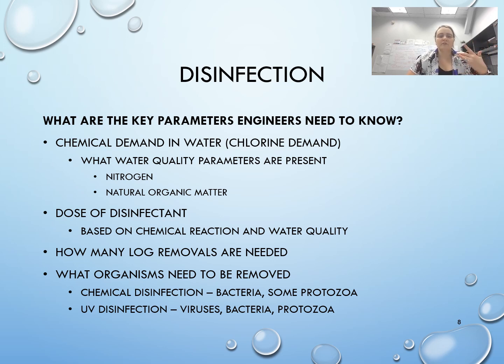And then it's also good to know what organisms need to be removed. Sometimes this is harder to figure out in some systems than others, but chemical disinfection will normally kill most bacteria and some protozoa. UV disinfection is pretty good at getting everybody in the water, so viruses, bacteria, and protozoa, because it goes after DNA, as opposed to trying to kill the cell.